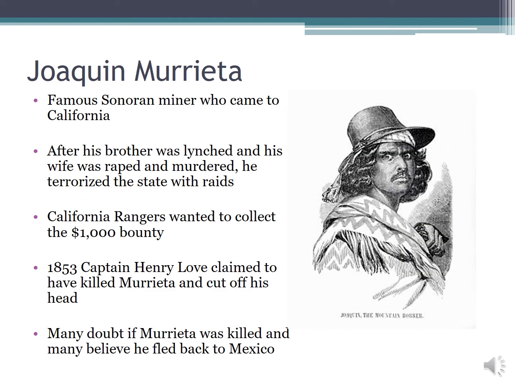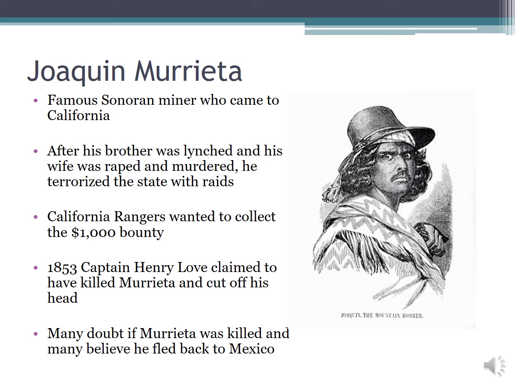Okay, so now we're going to talk about a very famous, legendary figure from California Gold Rush history, Joaquin Murrieta. And again, this is kind of just a legend, right? We don't really know, but we know that there were a lot of outlaws that emerged in the California Gold Rush era. He was a Sonoran miner who came up from Mexico to California to find a fortune in the gold rush.